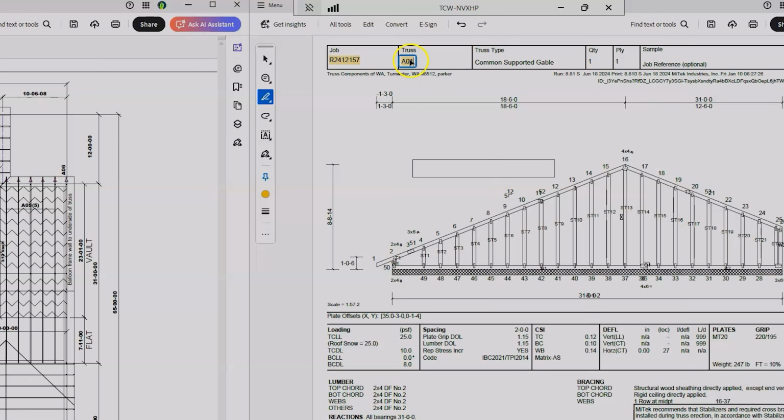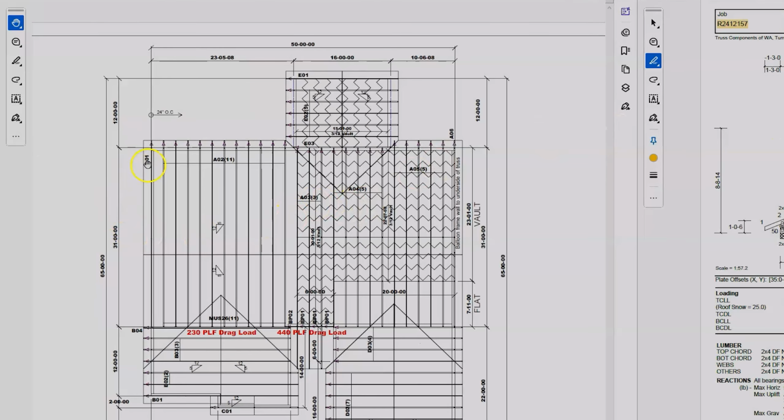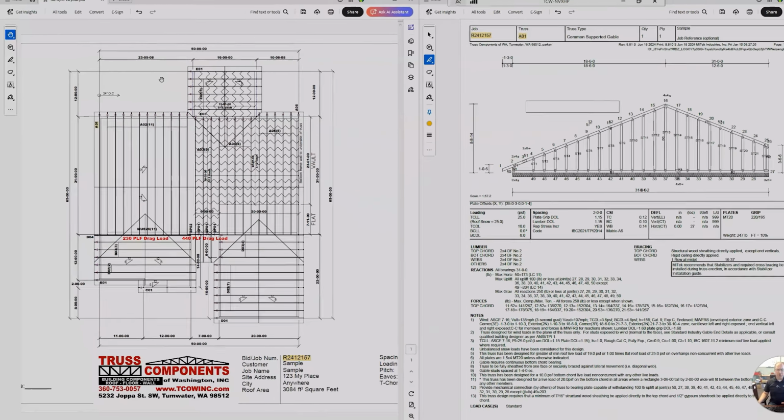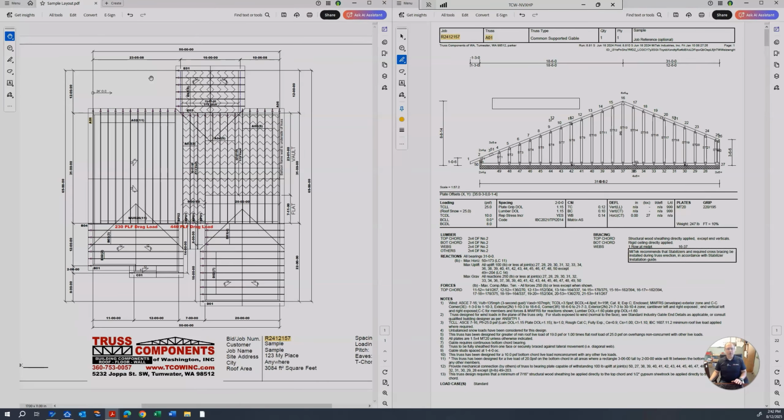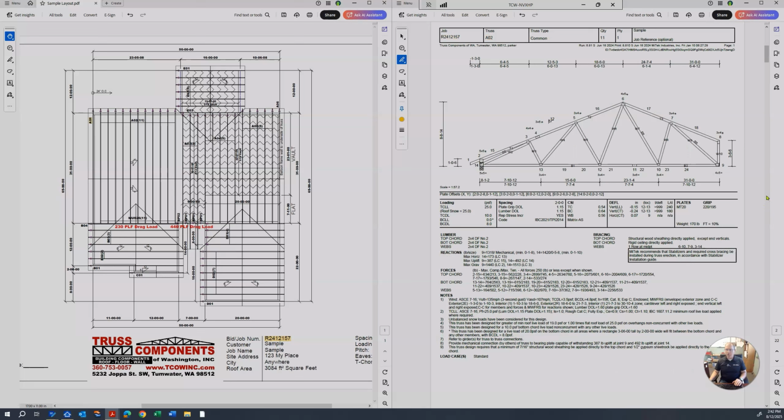So this truss label A01, for instance, is going to align with our layout. And over here on our layout, we've got a truss A01. And so we can see that that's where this truss goes. So there's a lot of information on this truss drawing besides just which truss it is. So a few of the basic things. Let's go to a different truss drawing here that's a little bit clearer. That one's got some overlap.